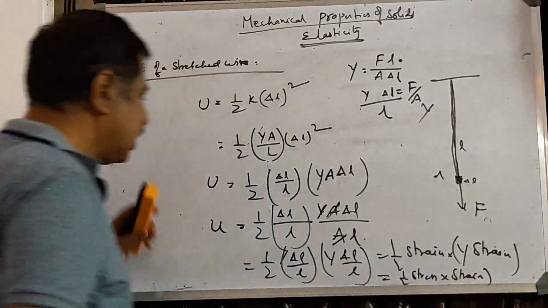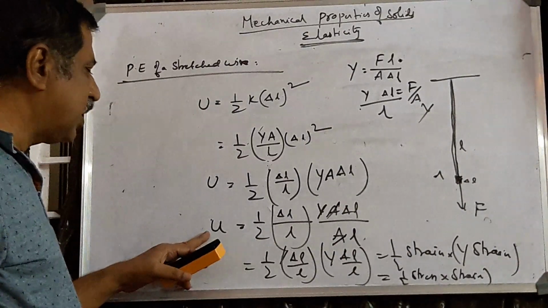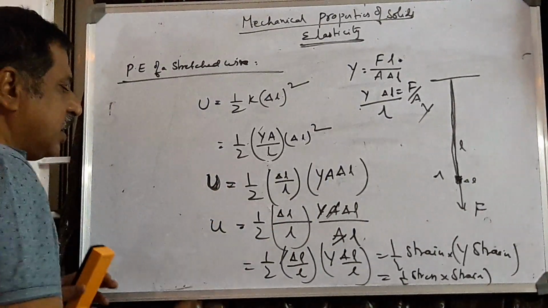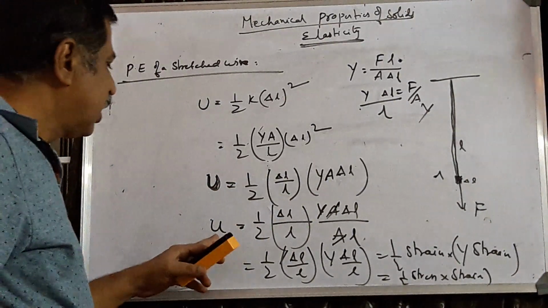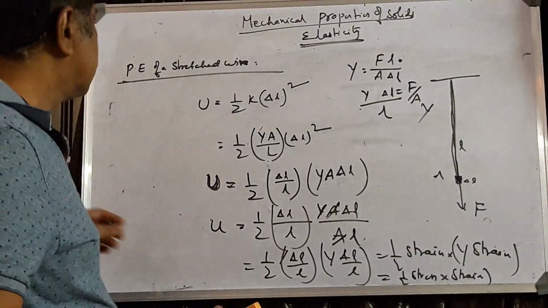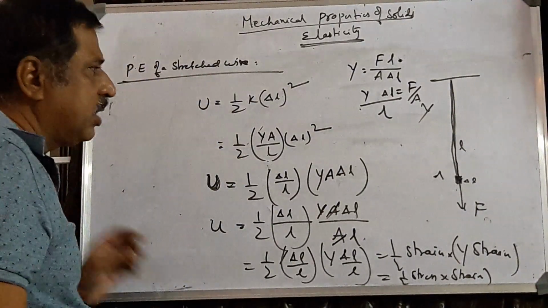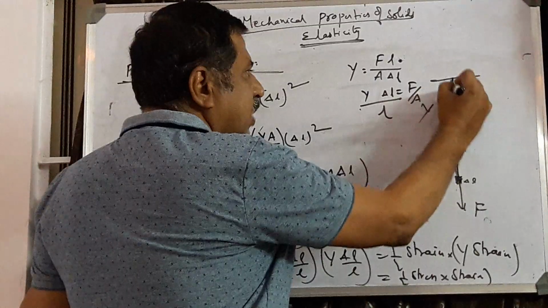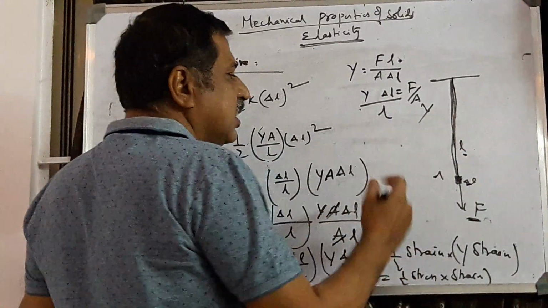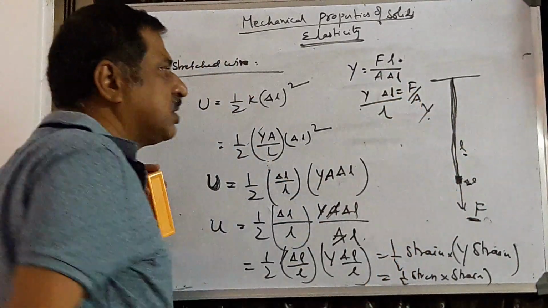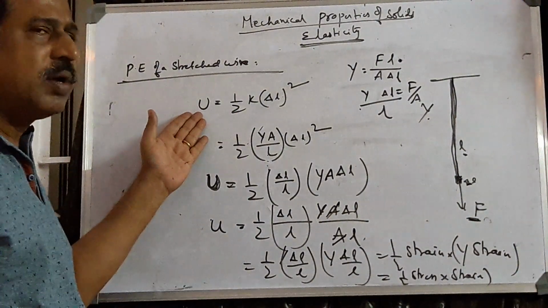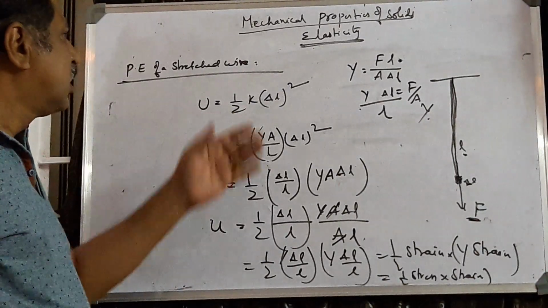This is known as potential energy stored per unit volume. It is not the total potential energy stored in the wire; it is the potential energy stored per unit volume of the wire. This is about the potential energy stored in a stretched wire. For example, we take a wire on which we apply a force F. There is extension delta L. The initial length of the wire is L. Y is the Young's modulus of the wire. Now we use the formula for potential energy of a spring, similar to this one.